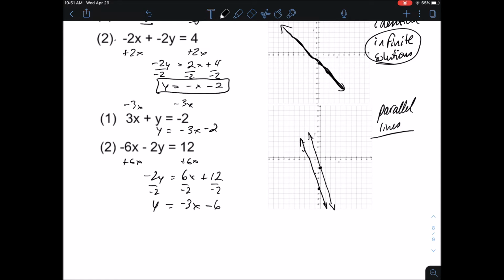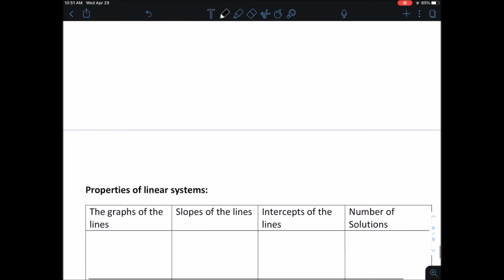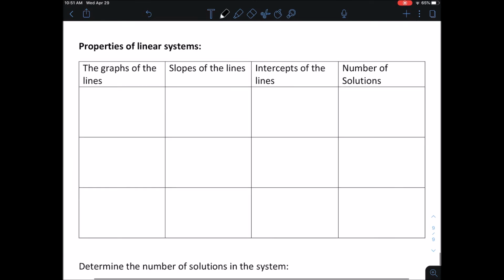So what happened in the last scenario? I have parallel lines. Parallel lines that are not identical. And there is no solution. These lines will never cross. They will never meet. Okay, so let's put all of that information into a table.